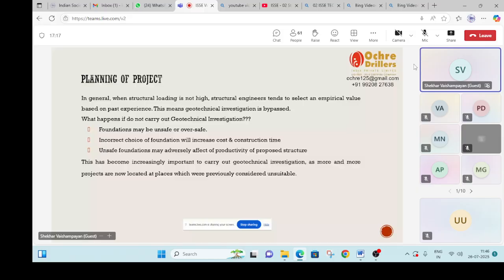The structure will be safe. It will be oversafe. But then the kind of load that will go on, the concrete and material consumption that will happen, labor, excavation, concrete, steel, all that will go on the higher side.